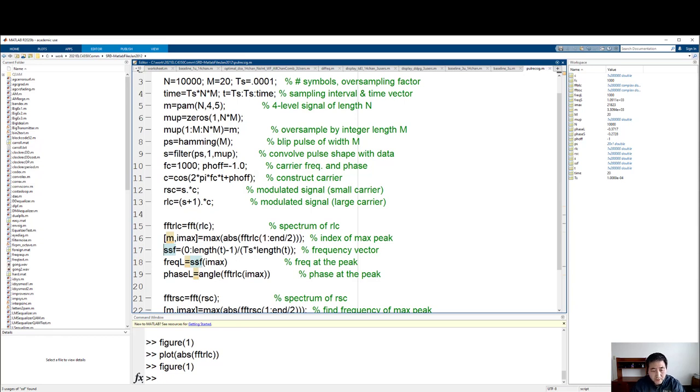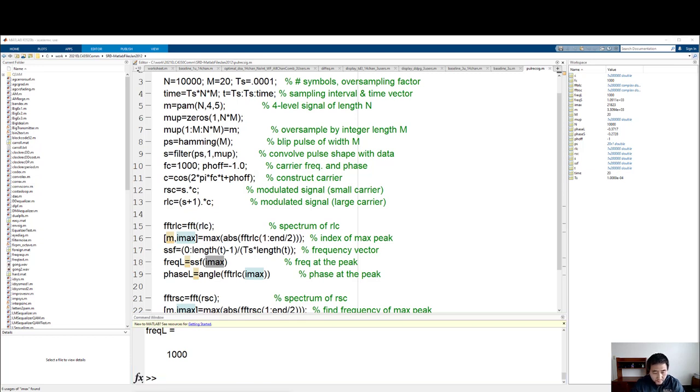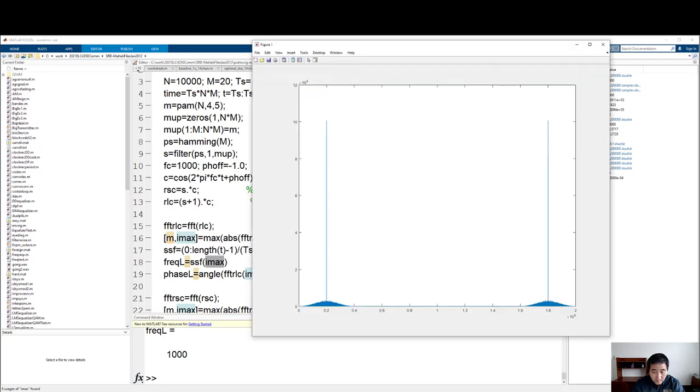Then we check on the frequency vector the value at the position I max, and that will be the frequency with the largest value. We have already given that out. Frequency L is 1000. That's FC. We just find that on my frequency domain picture here. This point, the second peak, corresponds to 1000 Hertz.